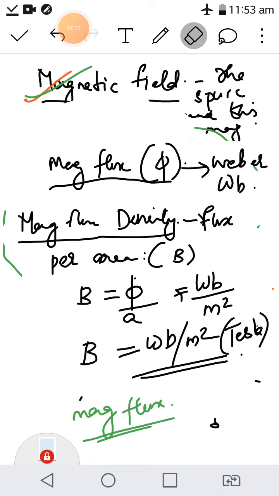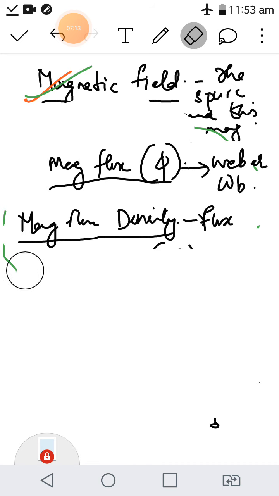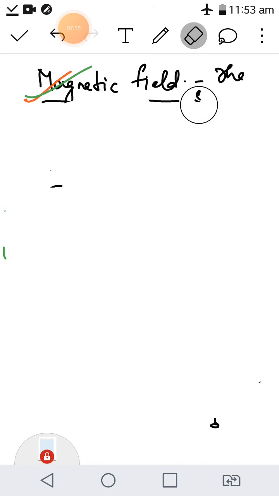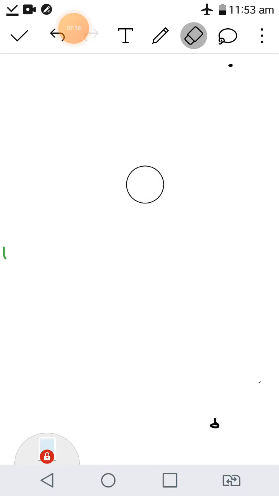Hope you understood magnetic flux density and magnetic flux. What is magnetic field, and what are magnetic lines, and all these things are the same when we call them by different names. That's all.